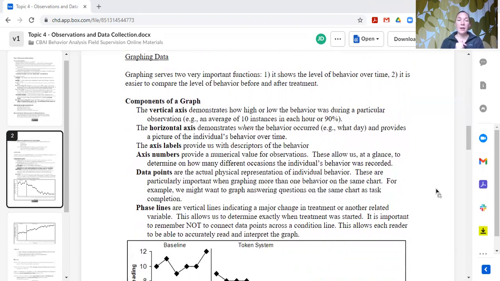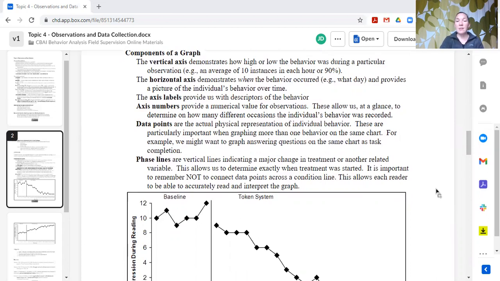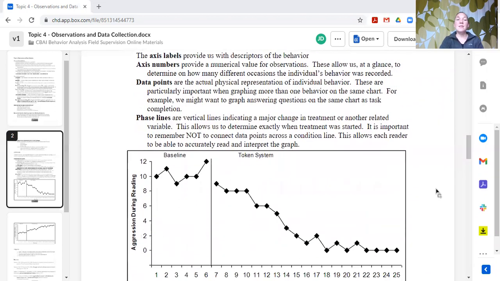So in case you're not already familiar with a line graph, the vertical axis demonstrates how high or low the behavior is during a particular observation. The horizontal axis is going to describe when the behavior occurred. So these might be sessions or days. There are labels on the axis to tell us what we're looking at. There are numbers to provide the numeric value. The data points are where those things cross.